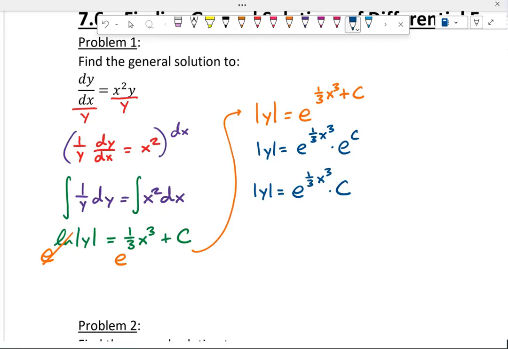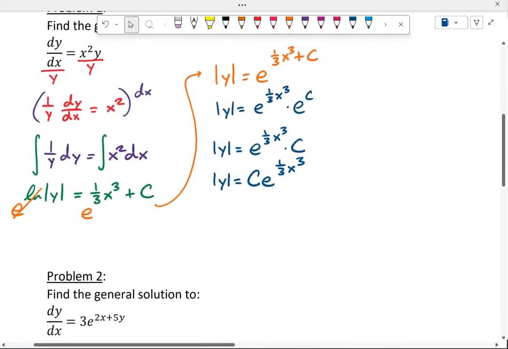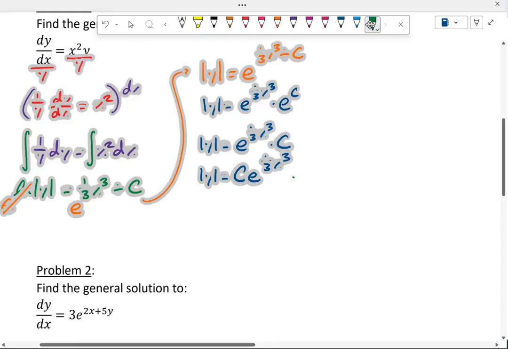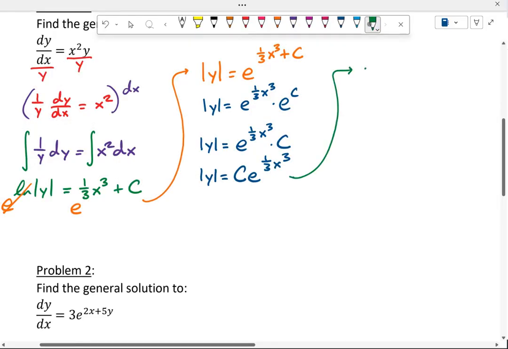But where does that constant go? Or where do we usually put it? In the front, right? So I have absolute value of y equals c times e to the 1/3 x cubed. All right? How do I get rid of the absolute value? Plus or minus. So let's write it. y equals plus or minus constant e to the 1/3 x cubed.